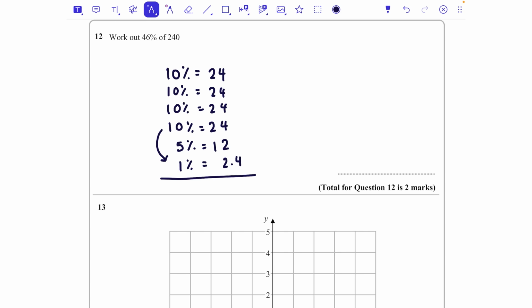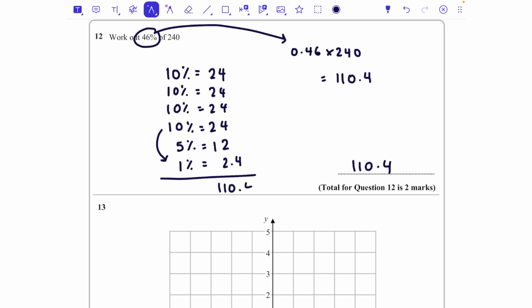The other way to do it is to get 46% as a decimal, which is 0.46, and multiply it by 240. So that's going to be a lot easier in this case because we have a calculator. 240 multiplied by 0.46, and that is going to be 110.4. And we'd get the same answer if we added all of that up, but a little bit easier just to use the decimal multiplier, I think.